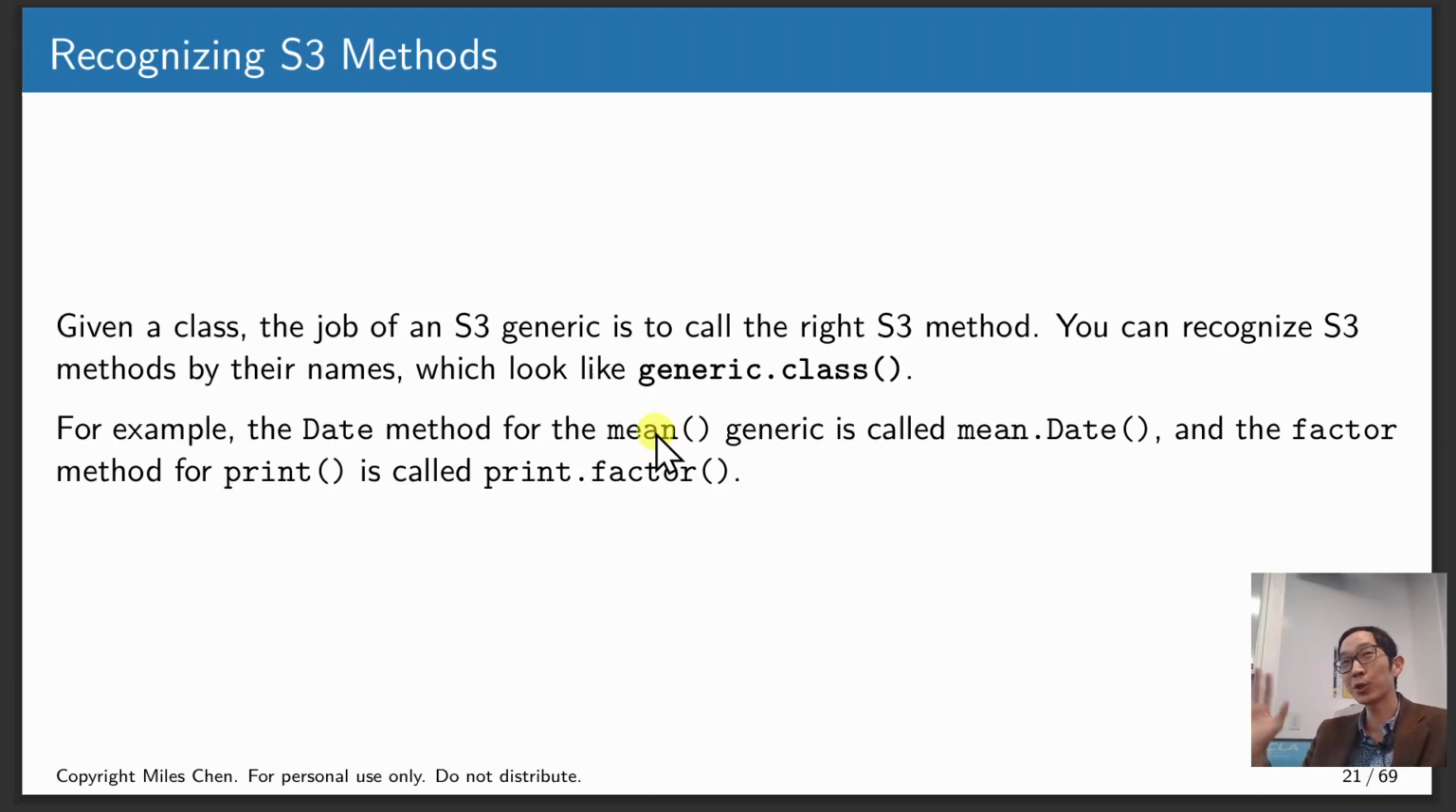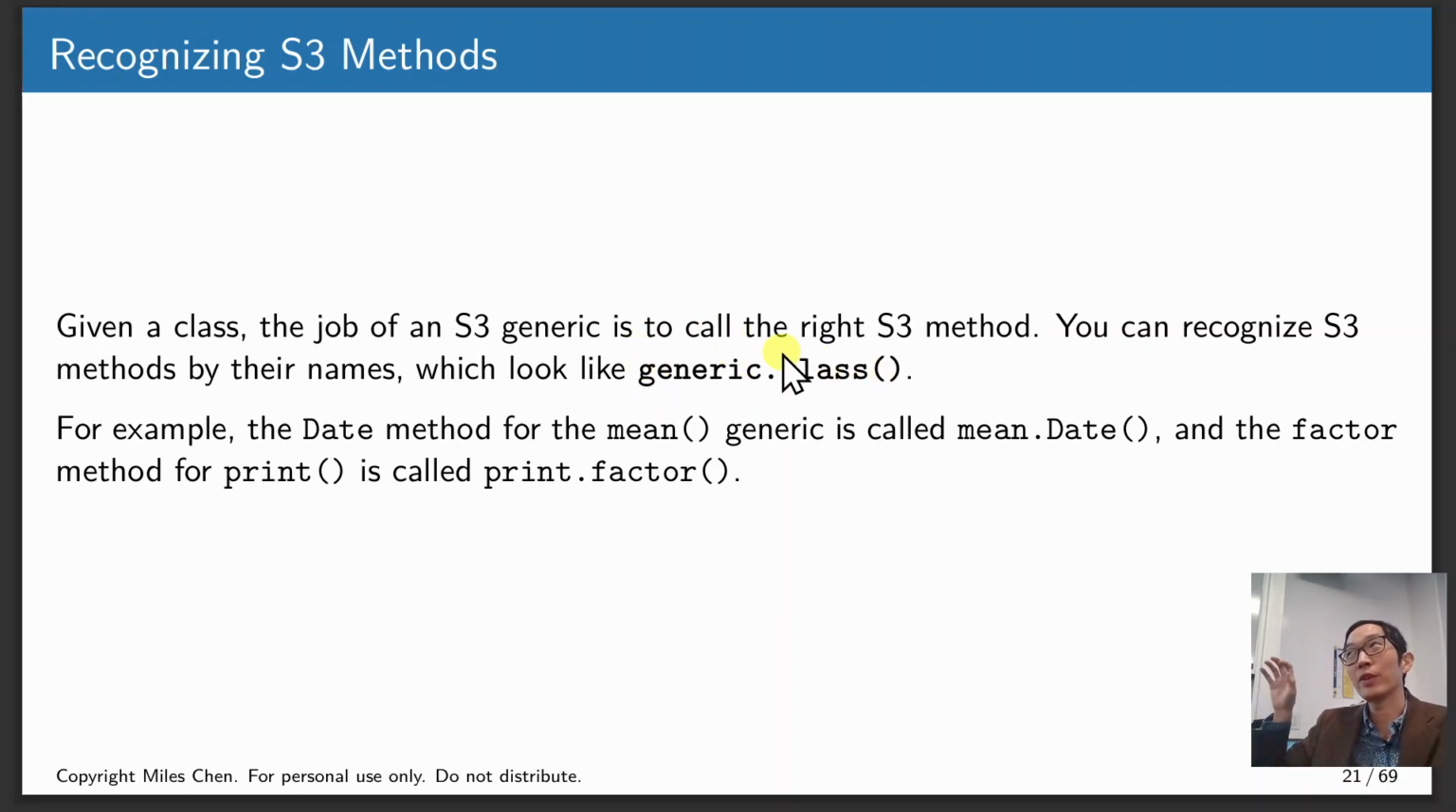And S4 tries to rectify that: if you don't follow the proper rules, it's going to say this is going to cause problems. But S3, the regular old system, just says, please follow the naming conventions, because if you don't, I'm not going to know what to do. And the naming convention is generic function dot class name. So it's going to be generic.class.